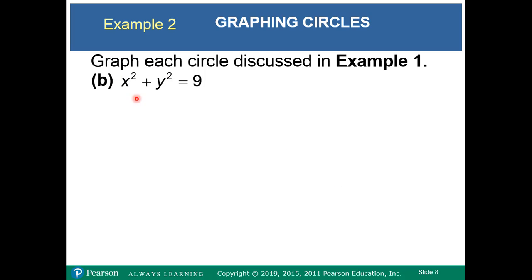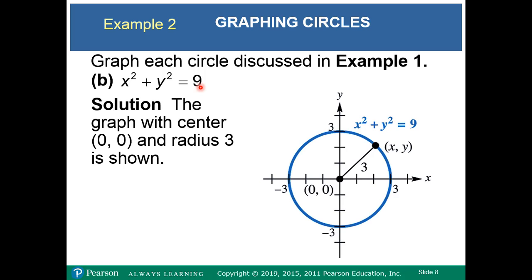Now what's this one? Now notice where this one is. Where's this one centered? Well, it's centered at 0, 0. And what's the radius? The radius is going to be 3. And so there you go.